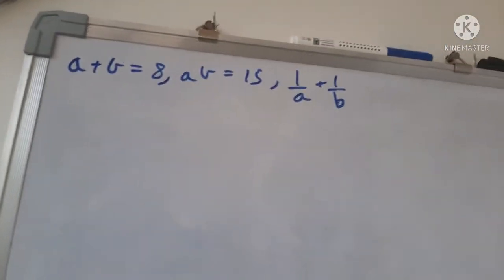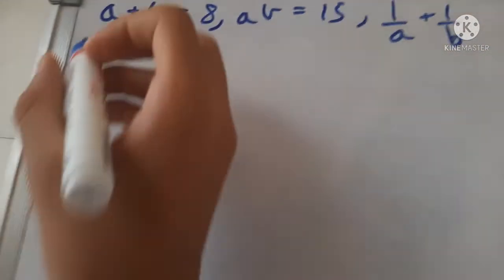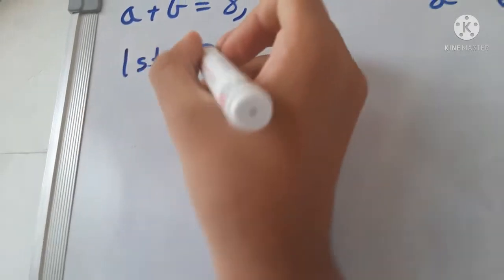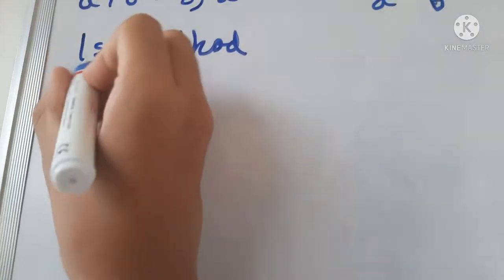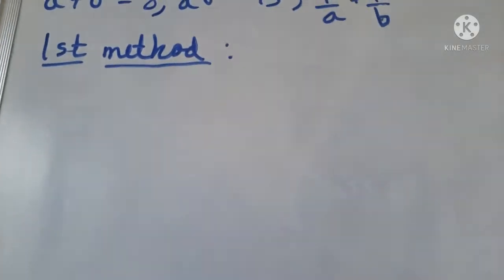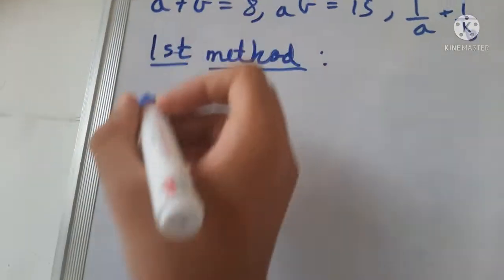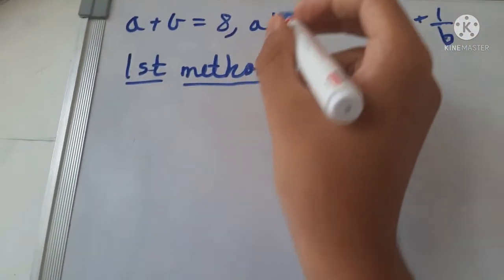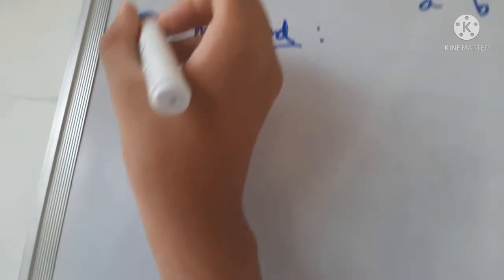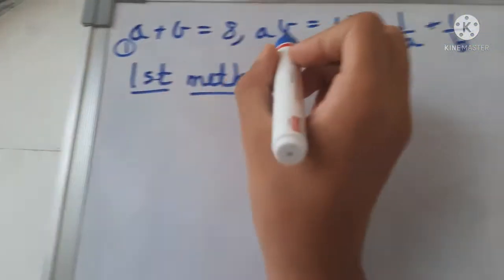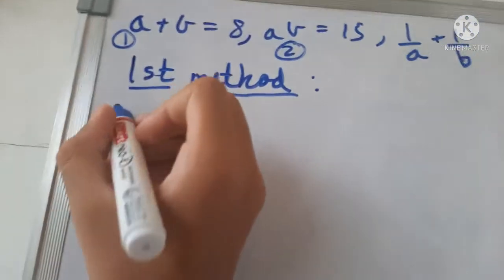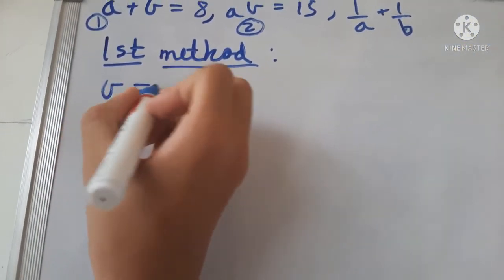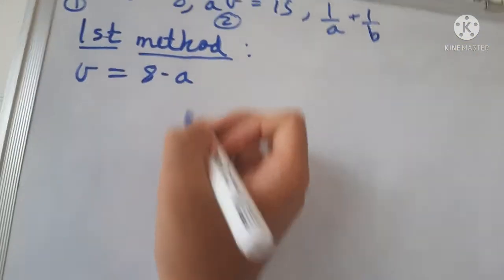We're going to solve this with two methods, because I want to make this video longer. The first method is substitution. From the first equation, we're going to call this 1 and this one 2. So from 1 we get b is equal to 8 minus a.